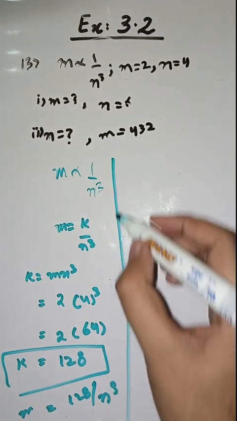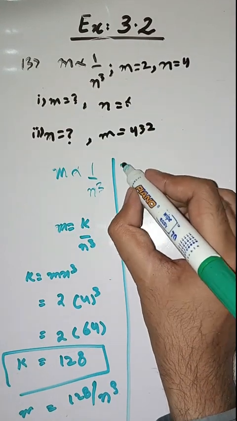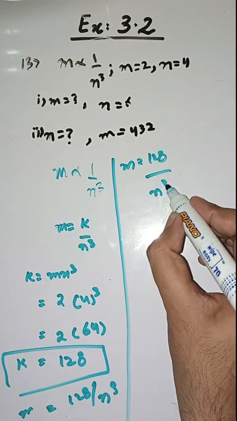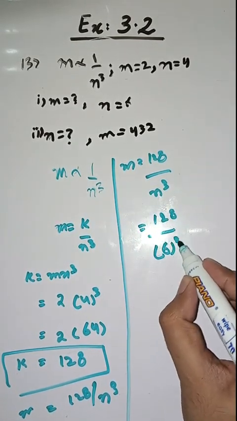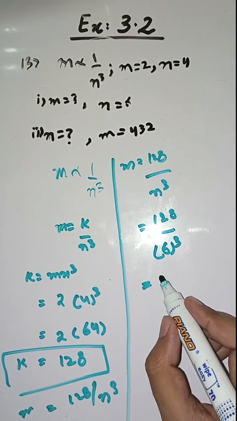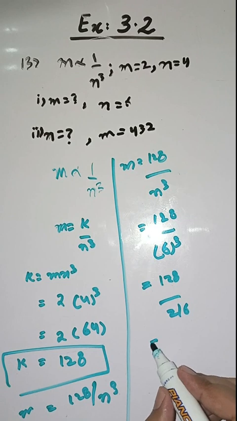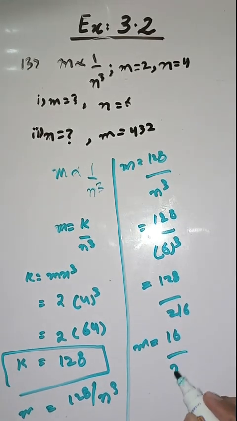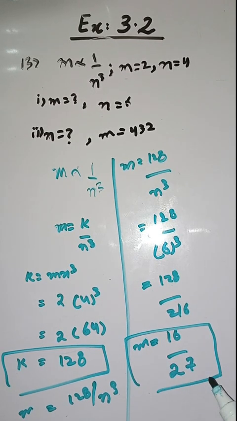Next we have to find the value of m when n is equal to 6. So we use m is equal to 128 over n cube. We have to find m, n is given as 6 cubed, which is equal to 128 over 216. Cut off, we get 16 over 27. So we have found the value of m which is equal to 16 over 27.